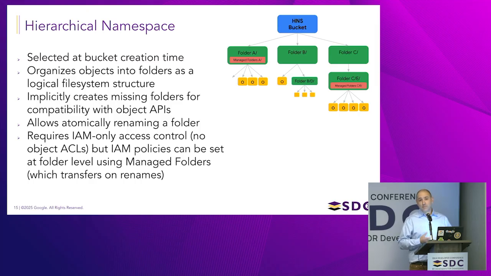It has some backwards compatibility, so if you create an object with lots of slashes in it, it will implicitly create all of the intermediate folders along the path. And it enables new features, like you can atomically rename a folder, which applies to all of the objects underneath that folder, regardless of how many objects are in that folder. We require IAM-only access control, so you can't use legacy ACLs with this mode, but you can use managed folders, so you can apply IAM policies at the prefix level or folder level in these types of buckets.